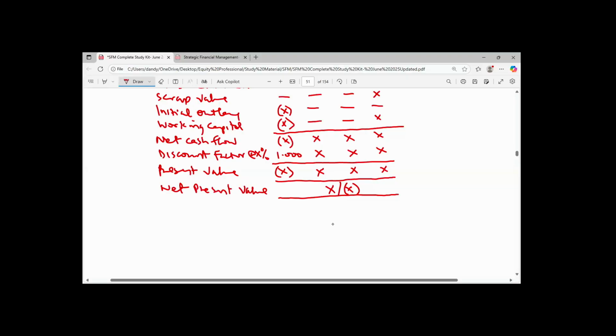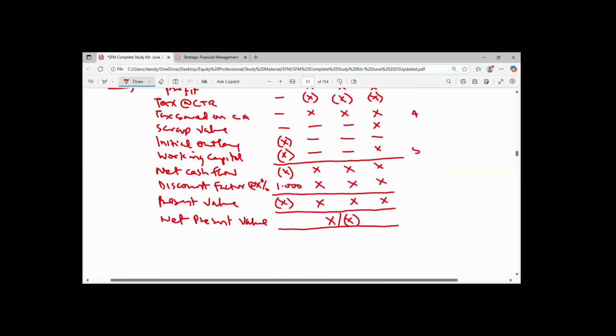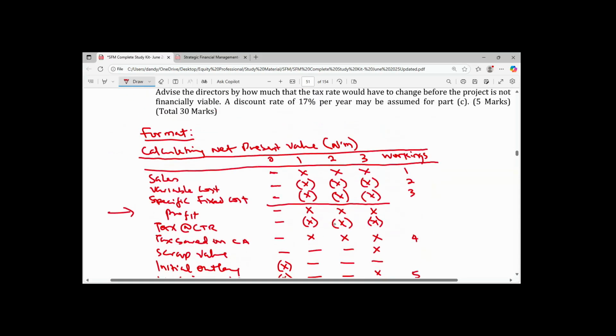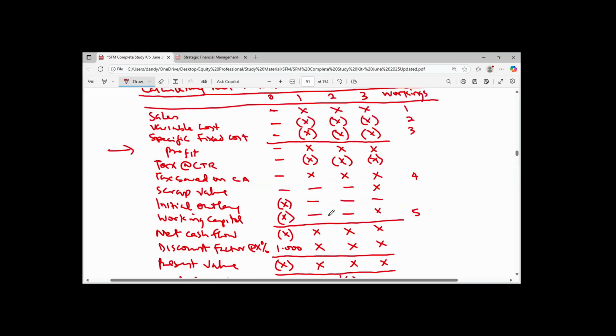So this format is mostly suitable when you have multiple variables. I repeat, this columnar format is suitable when you have multiple variables. In the question, you have sales value, you have variable cost, you have attributable specific incremental or direct fixed cost. All right, you have scrap value, you have working capital, you have inflation, you have taxation. This is the most suitable format that you can use so that you don't make mistakes. You can't use the normal small table that we use under cost of capital for calculating NPV when you have those multiple variables. So I repeat, whenever you have multiple variables, this is the format you are expected to use to calculate your net present value.